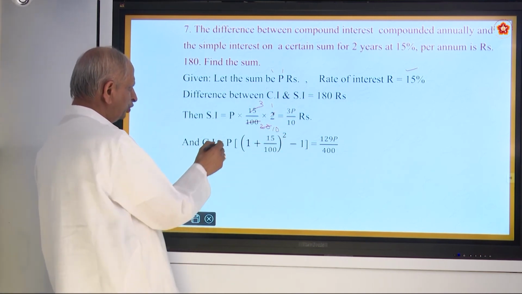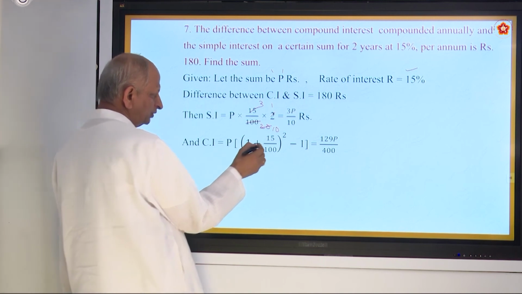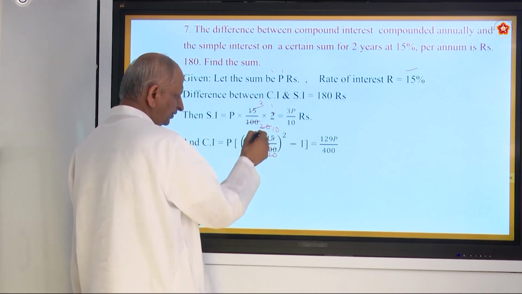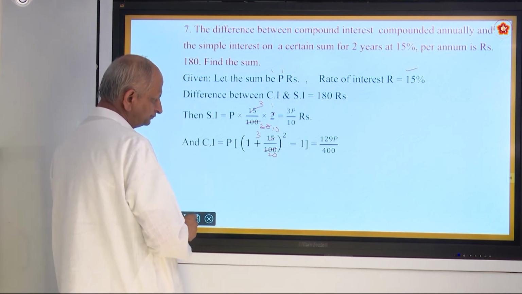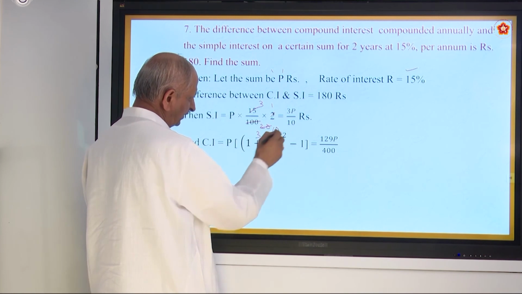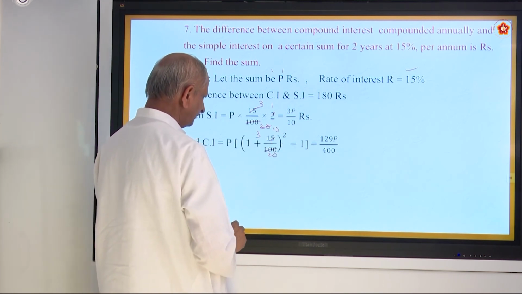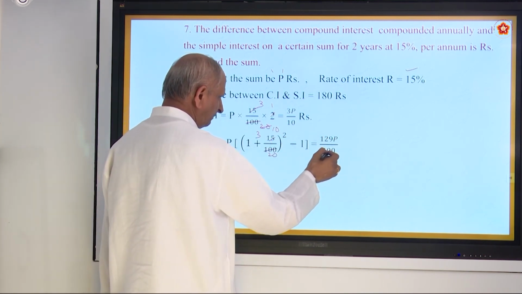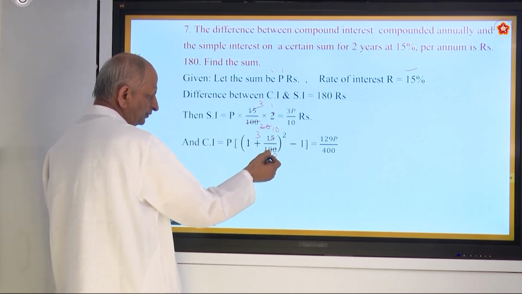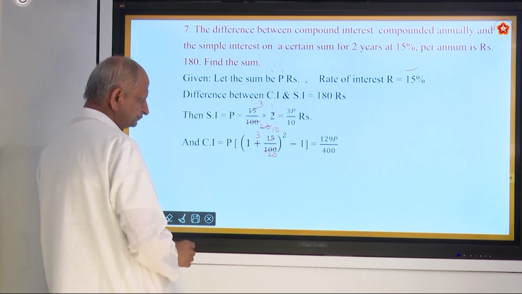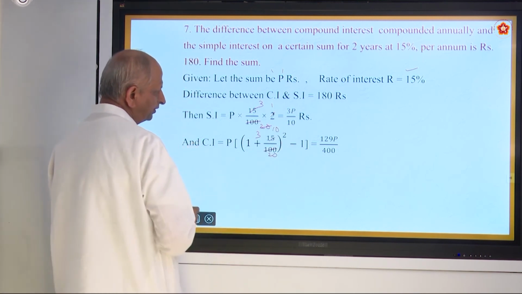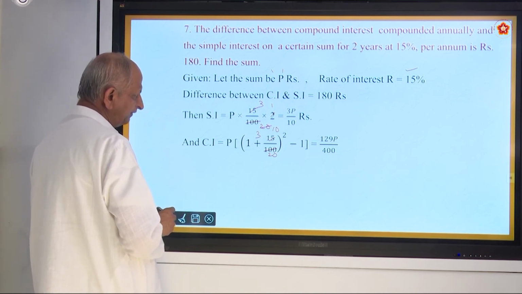So if you substitute, P we don't know. This is 5 3s are 15, 5 20s are 100. So 3 by 20. So 3 by 20 means (23 by 20) square minus 1. And it will be 129P by 400. How do we get 400? 20 square. Okay. Now you are asking, difference is given.